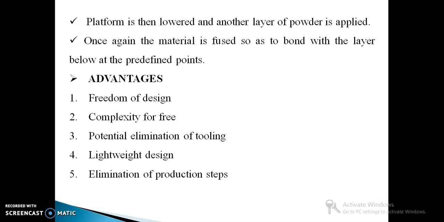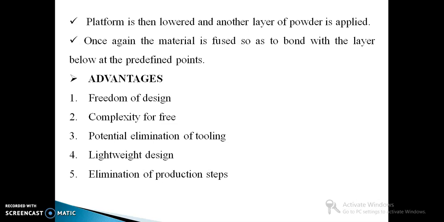The third functional principle is that the platform is then lowered and another layer of powder is applied. Meaning we are adding a number of layers in your third functional principle to reach the final shape. Then the fourth functional principle is that once again the material is fused so as to bond with the layer below at the predefined points. Meaning we are fusing the material so that it can bond with the previous layer to form one complete product.